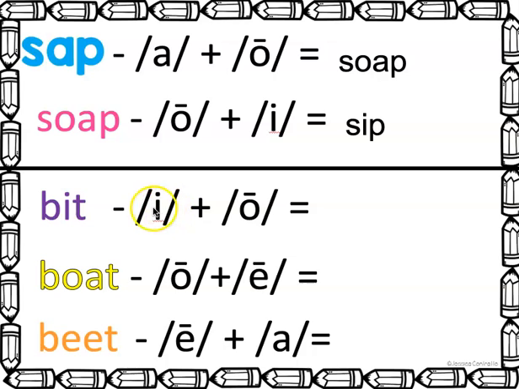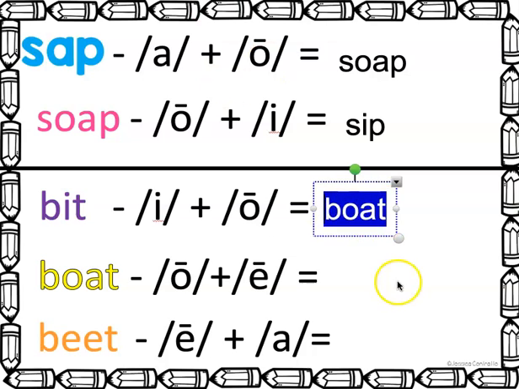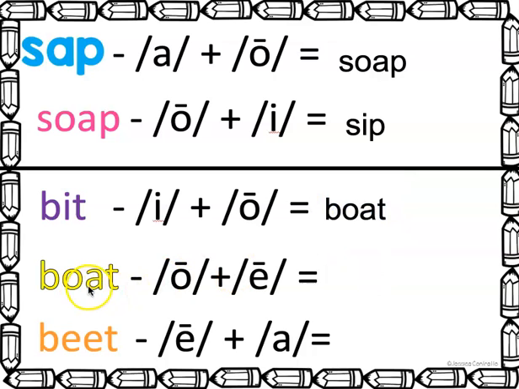Long I sound we're taking away. We're creating a long O sound, so it's going to say boat. Okay, boat. Notice how I spell this. Remember that O comes before the A. Boat. Okay, now I've got boat.